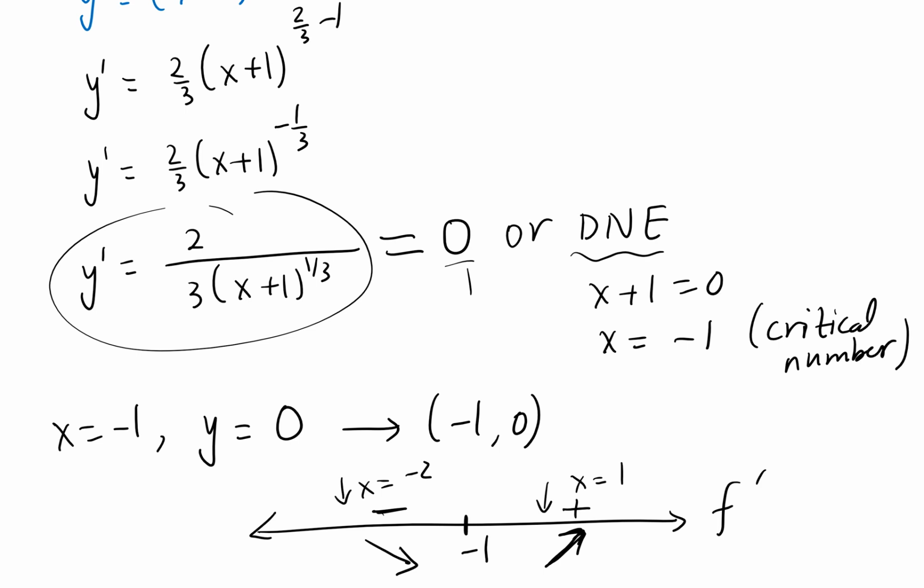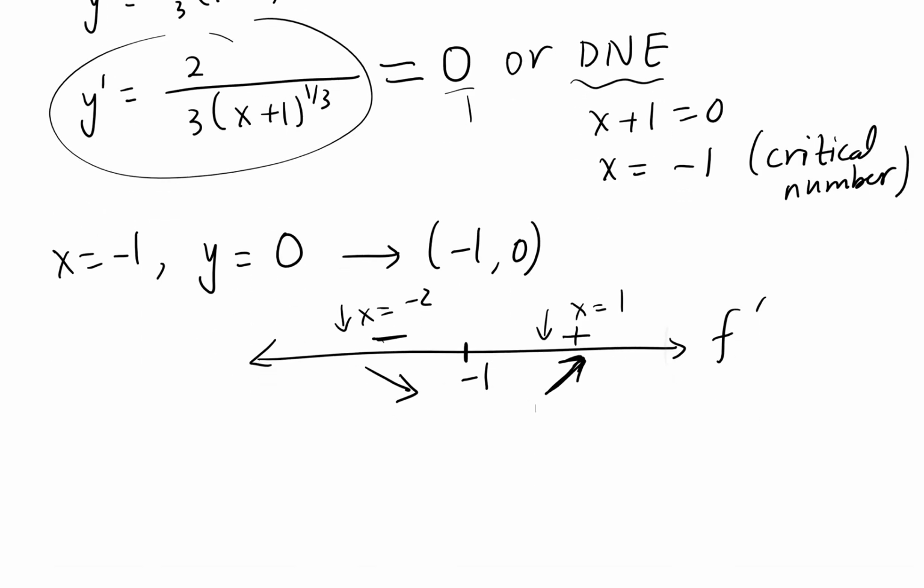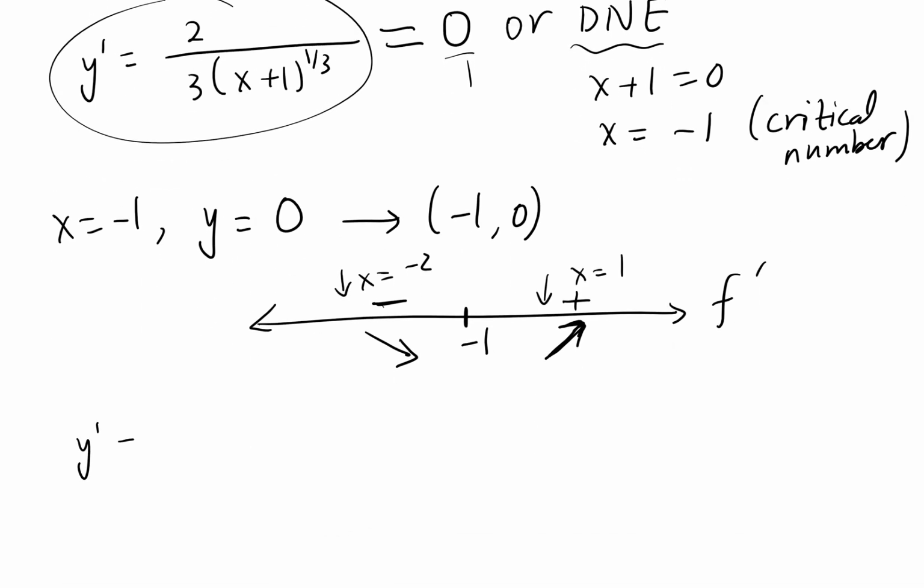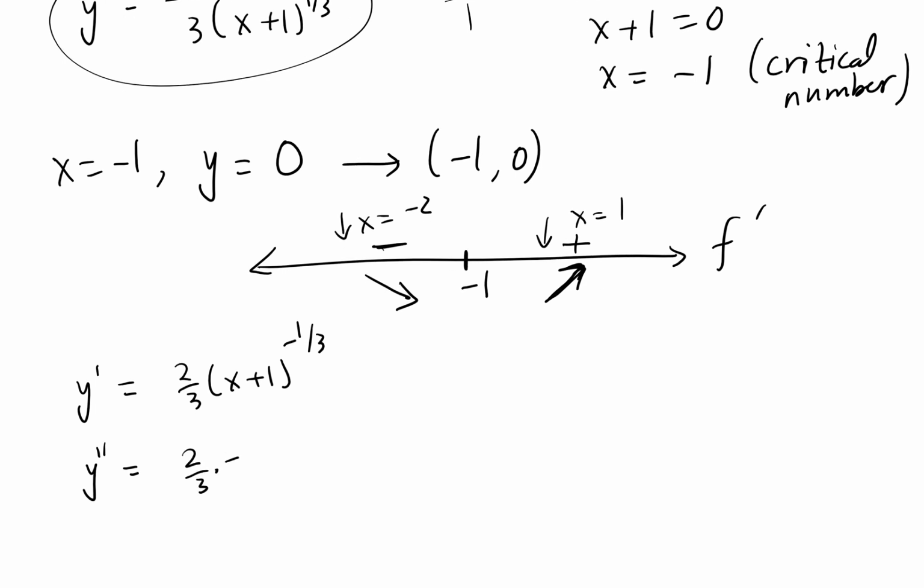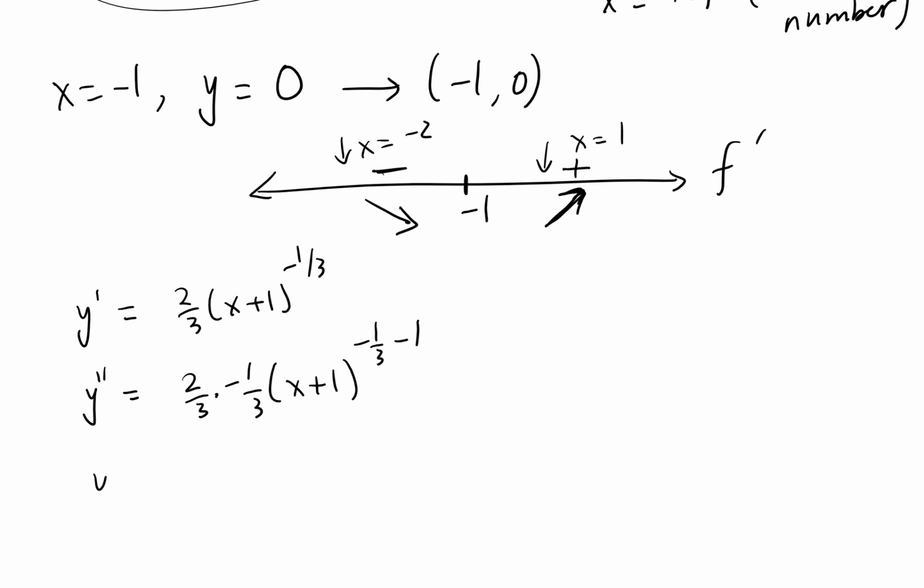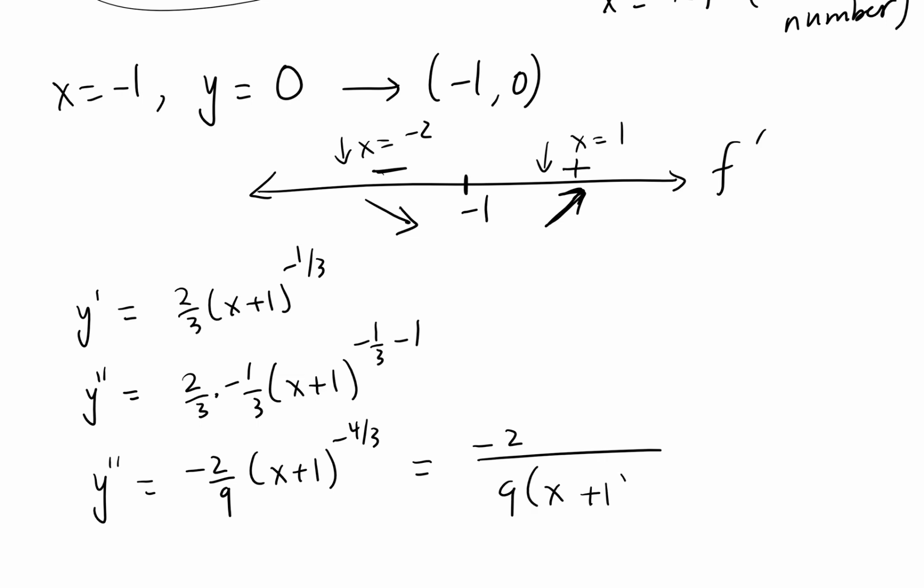Okay, copy that down. So we now find the second derivative. Back to the first derivative. It was 2/3 (x + 1) to the negative 1/3. The second derivative, you bring the negative 1/3 down and subtract 1: negative 2/9 (x + 1) to the negative 4/3, which can be rewritten as negative 2/9 over (x + 1) to the 4/3.